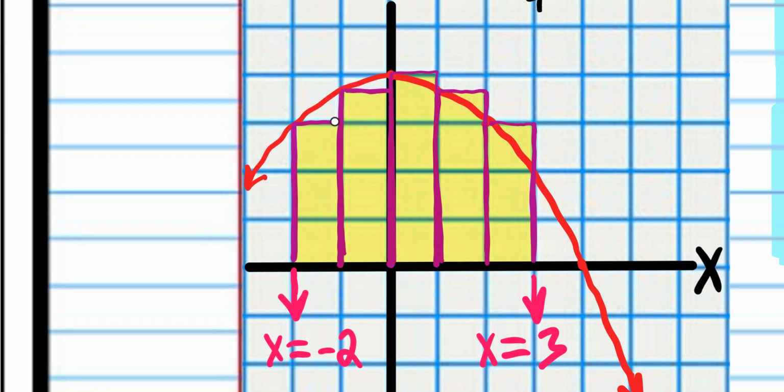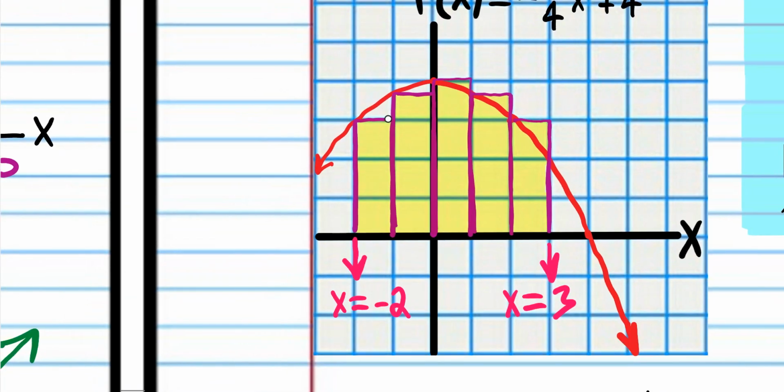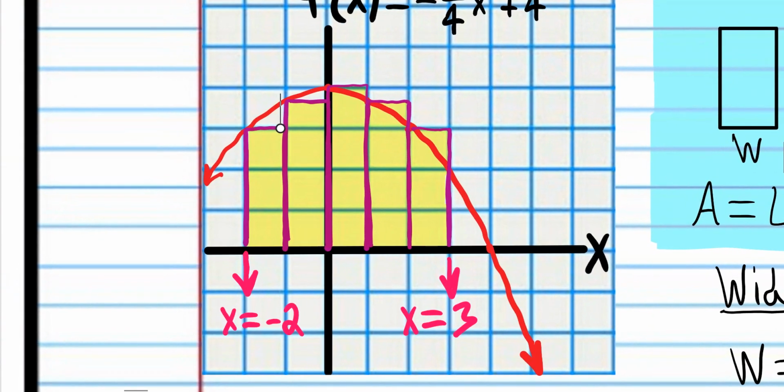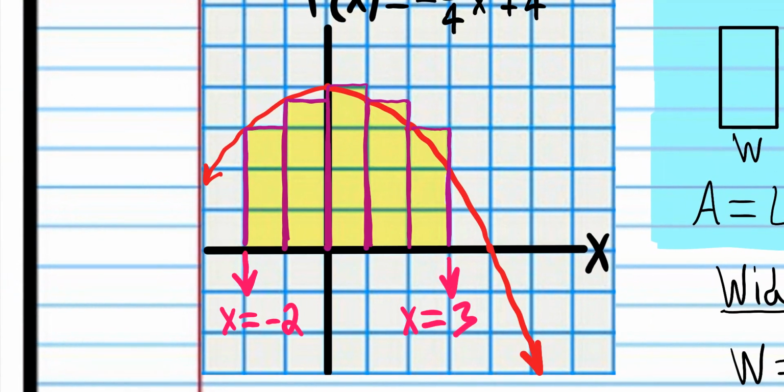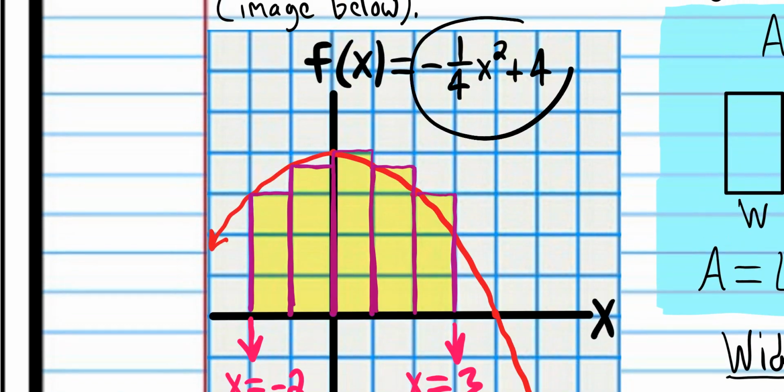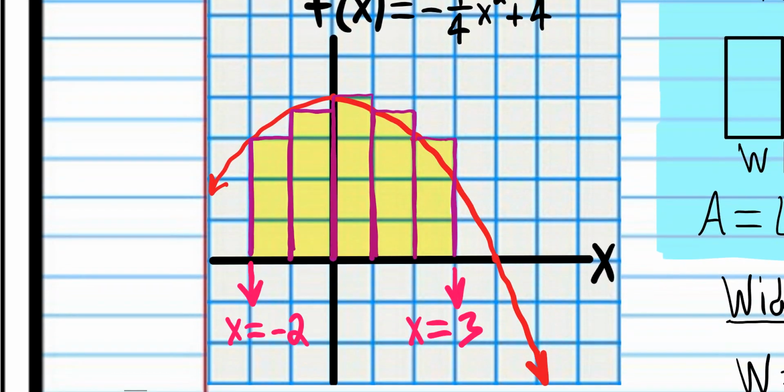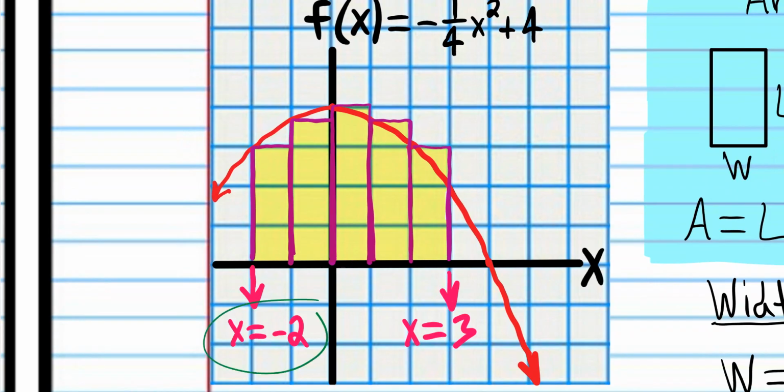So that's why it's called a Riemann sum, because we're using the function to find the heights of the rectangles. This is the function up here. We're using the function and we're using rectangles to estimate the area under the curve from A to B. In this case, A is -2 and B is 3. So let me show you the region that we're trying to find the area of. It's this region here.